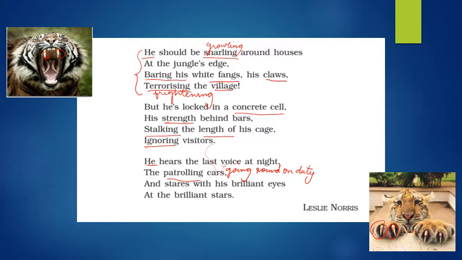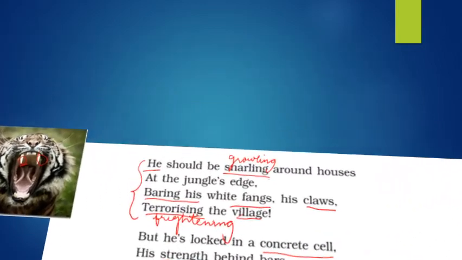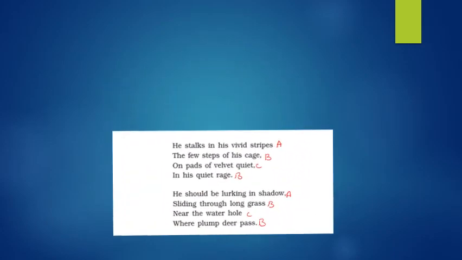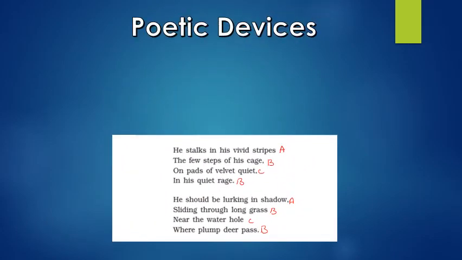And the poet is saying the eyes of the tiger are very bright, like the stars in the sky. So in this whole poem, the poet shows his concern towards the animal, and he says that animals should be left in their natural habitat to live independently. Now let's see the poetic devices used in this poem.